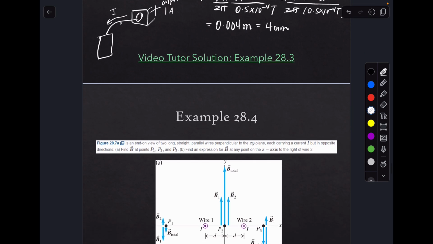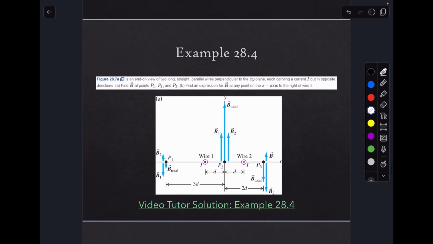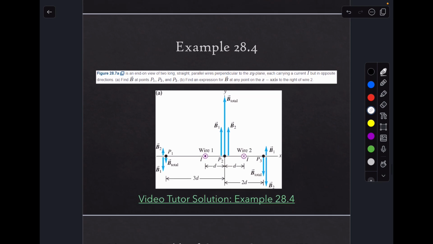So what I'm going to do is break now and create a new video. We're going to start off at example 28.4, where instead of one wire, we're going to have two wires that are simultaneously creating fields and feeling fields. So there's going to be some bookkeeping here, so your mind should be fresh when we get to this example. I'm going to end this video here, and we will pick back up on 28.4.